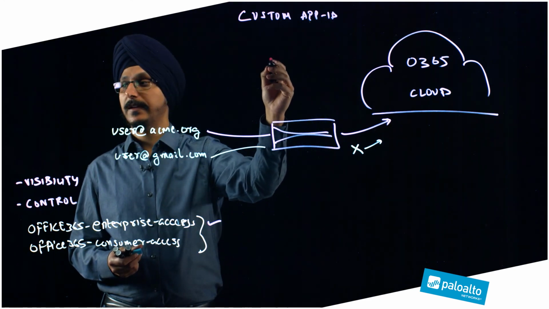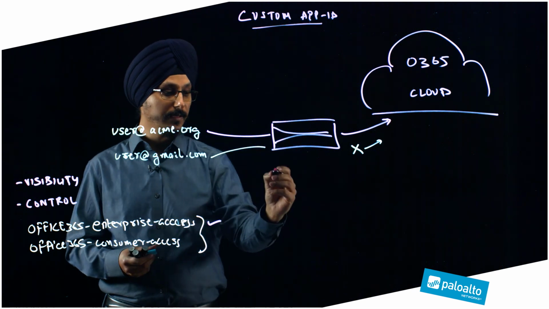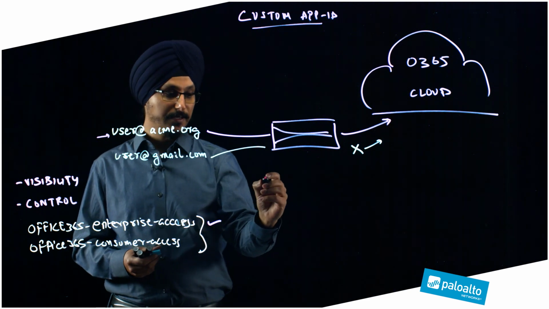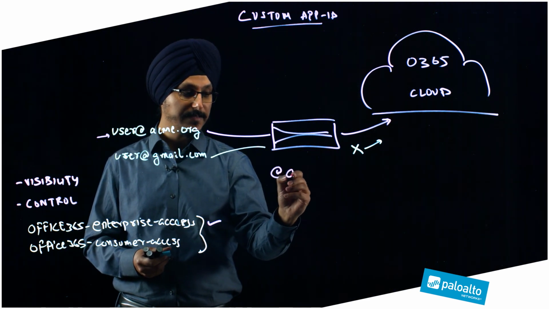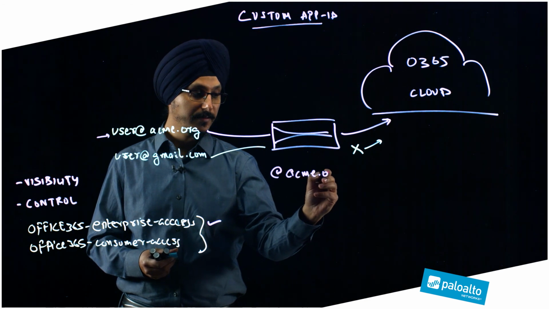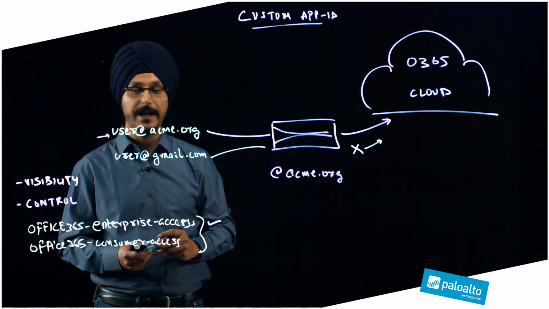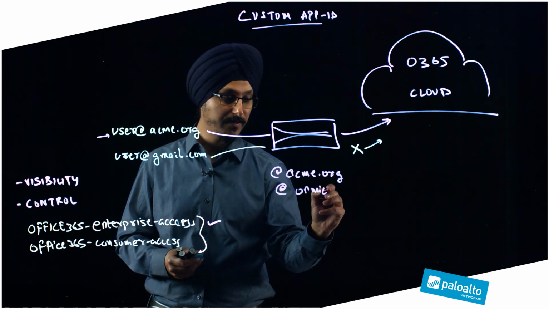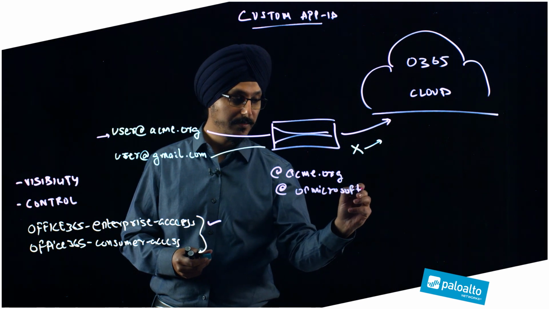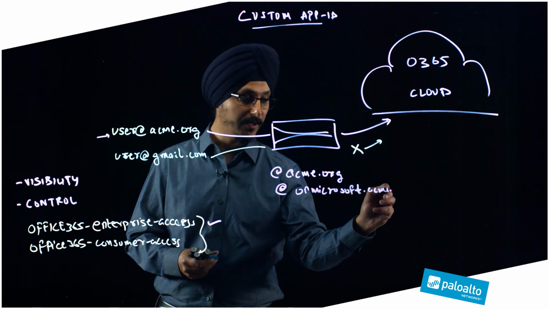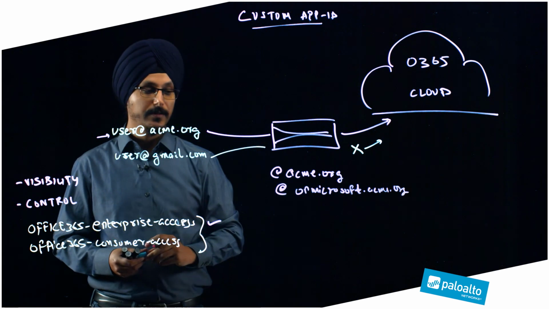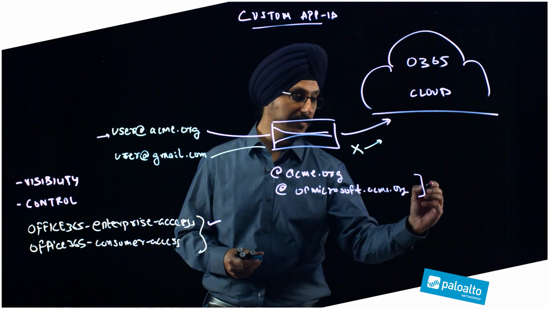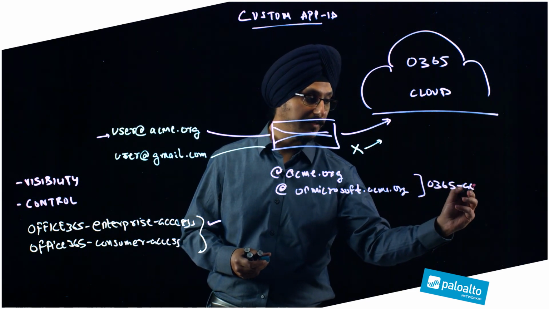You will basically create a custom app ID for your sanctioned user accounts. So any user population that's logging in to Office 365 using @acme.org or @microsoft.acme.org will be identified using this custom app. So we can call this custom app O365 Acme.